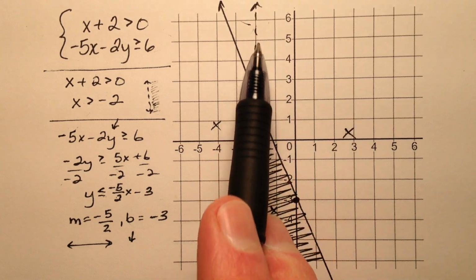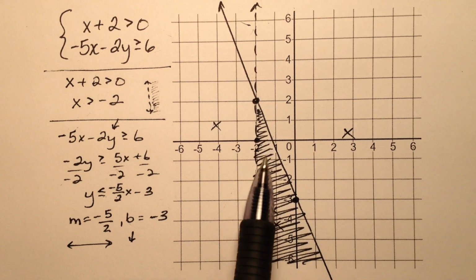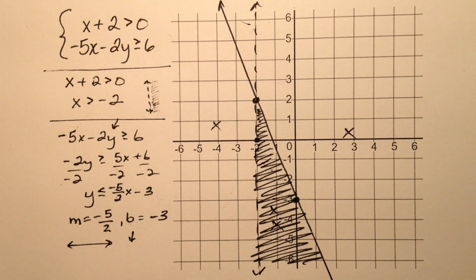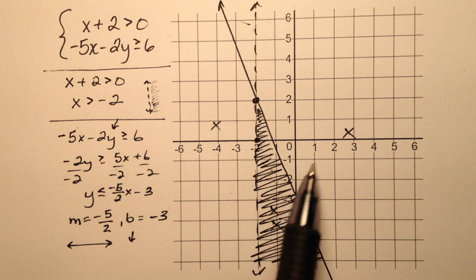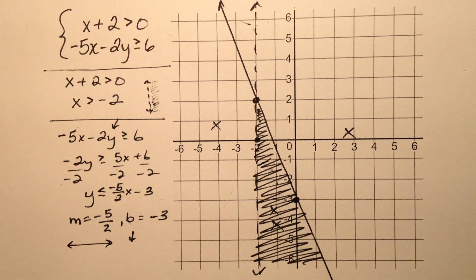Okay, so we have one vertical dash line, and then we have one solid line. We have our region here, which is our solution set. And this graph represents then the solution to this system of linear inequalities.